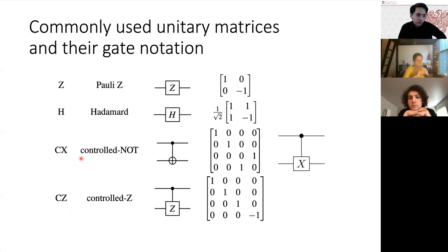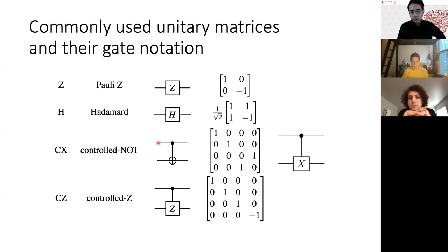Then there is an idea of controlled gates. So here are two examples. Like Z, you can conditionally apply certain gates. First of all, we'll notice that these matrices are bigger, 4 by 4 instead of 2 by 2. So the idea is that they are operating on 2 qubits at a time.